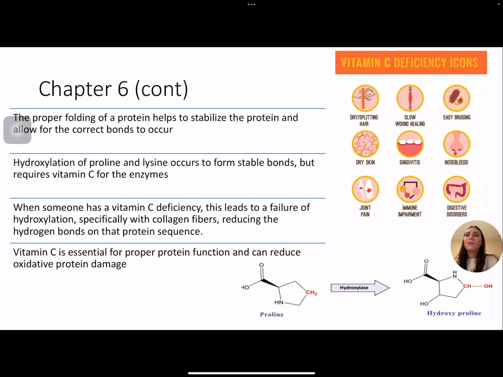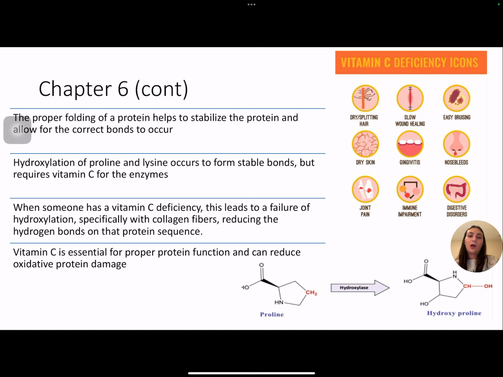The proper folding of a protein helps to stabilize the protein and allow for the correct bonds to occur. Hydroxylation of proline and lysine occurs to form stable bonds, but requires vitamin C for the enzymes. When someone has a vitamin C deficiency, this can lead to a failure of hydroxylation to occur, specifically with collagen fibers, thus reducing the hydrogen bonds on the protein sequence. Vitamin C is essential for proper protein function. This can reduce oxidative protein damage, which can lead to cell death.